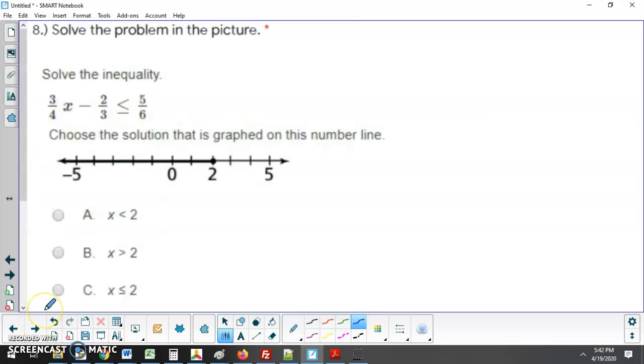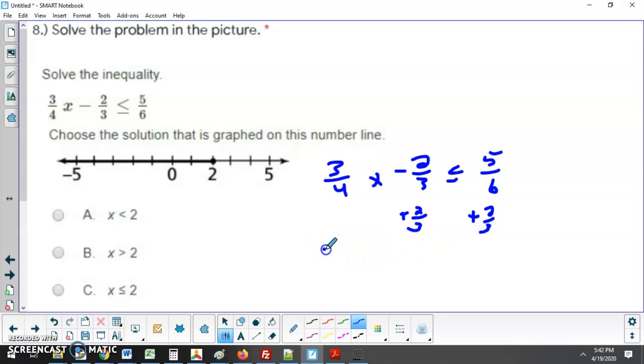All right, next one here, number 8. Solve the inequality. So you want to get the variable by itself here. Let's go ahead and try to tackle this one. There's fractions in it. Don't be too scared of the fractions. They're just numbers too. They aren't going to hurt you. The fractions are your friends. Anyhow, we need to undo subtraction with addition. We're going to add 2/3 to both sides. Now notice I could have done this at the beginning. When you have two fractions and they don't have the same denominator, you need to make sure they have like denominators.